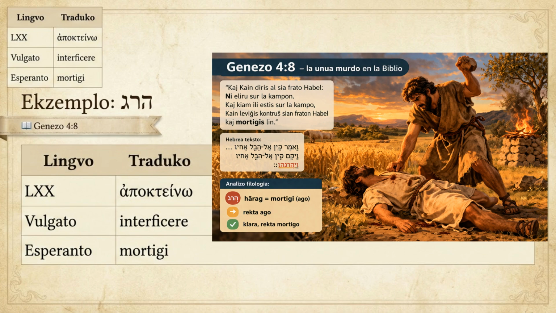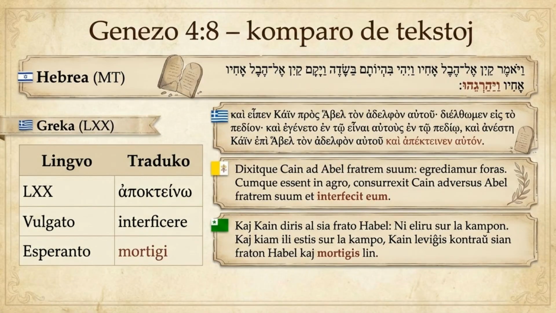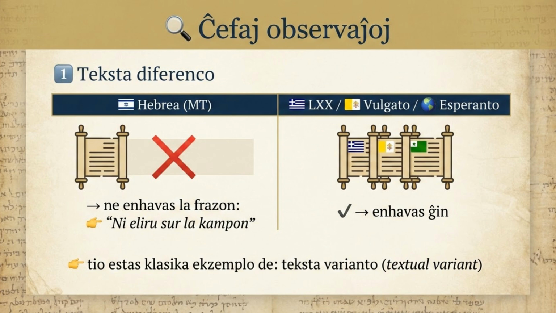Genesis chapter 4, verse 8 is the first murder example, using, quote, harag, to kill. The translation in the LXX uses apoktino, and the Vulgate uses interficere, both meaning to kill or destroy. Comparing the texts of Genesis chapter 4, verse 8 shows the Hebrew, Greek, Vulgate, and Esperanto translations. Note the variations, particularly in the Greek and Vulgate versions. A key observation is the textual difference.